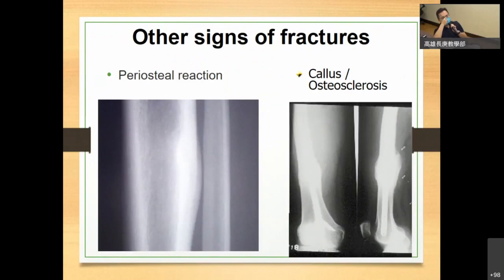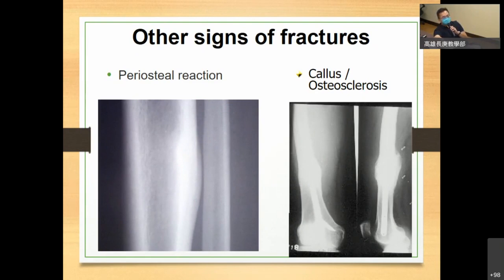So these are the other signs of a fracture. Like in this picture, we see the periosteal reaction. As we say, the periosteum is the connective tissue over the bone. Normally, the thickness of the cortical bone should be the same. But in this picture, we can see the cortical bone is thicker in this area. So maybe the periosteum got some inflammation, or maybe a tumor, or some reaction, making the cortical bone thicker. We can say this phenomenon is a periosteal reaction.